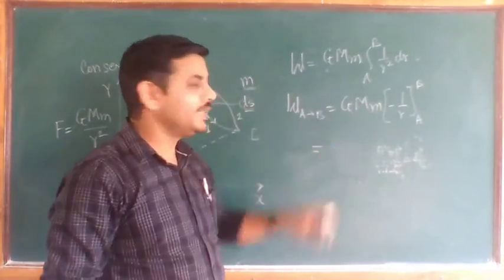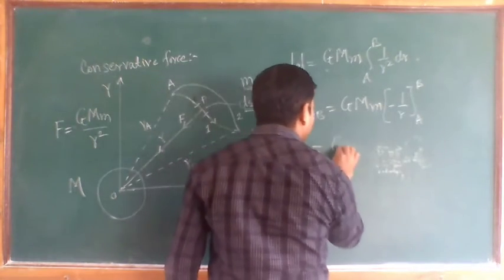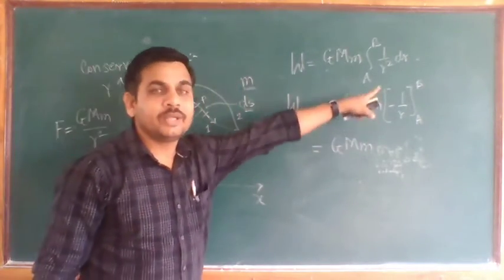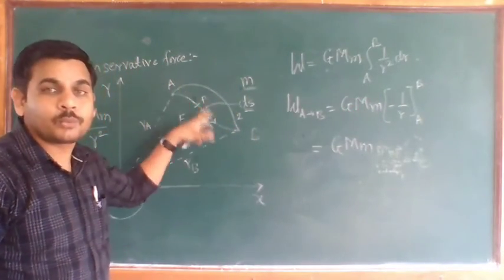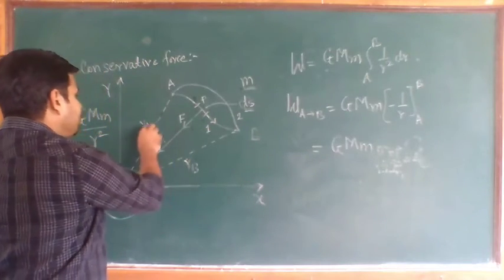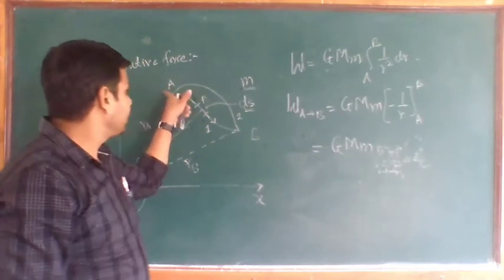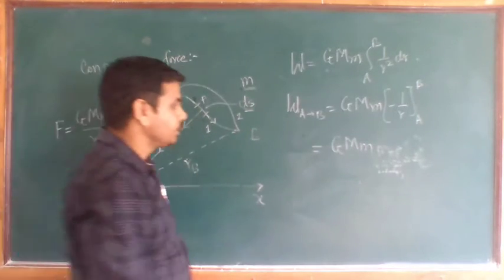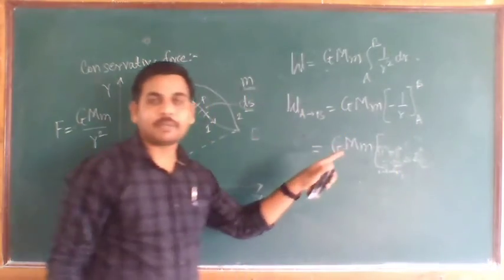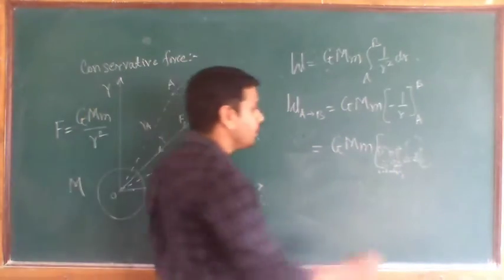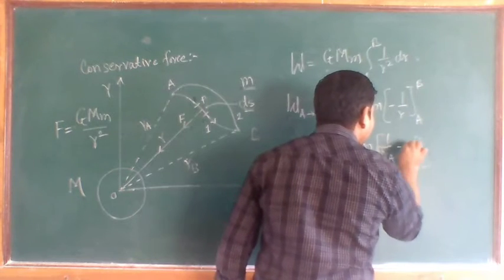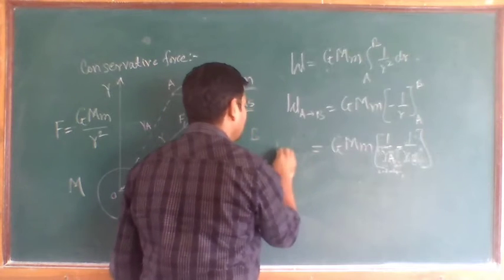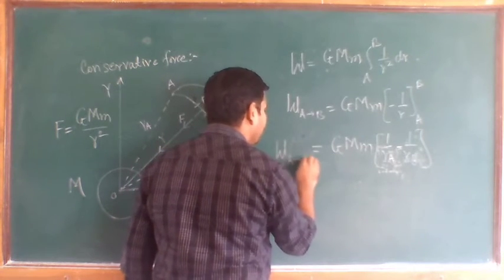So the value of that integration becomes GM. We are just putting in the values from A to B, for this object moving from point A to B. The value at the starting point is rA, and for the end point B it is rB. So you get G capital M small m into 1 upon rA minus 1 upon rB. This is the work done from A to B.